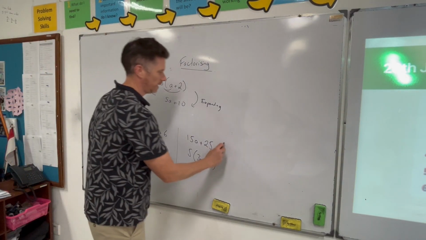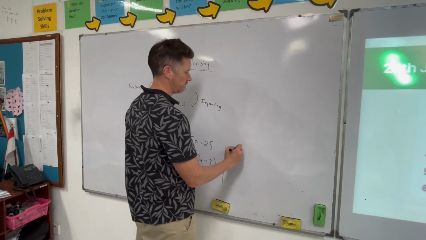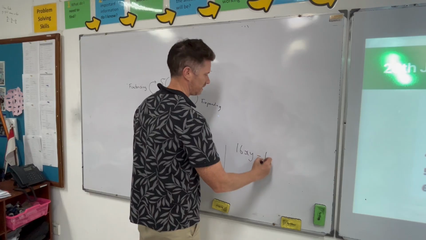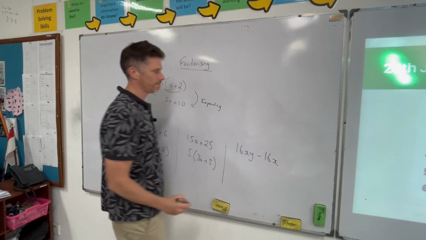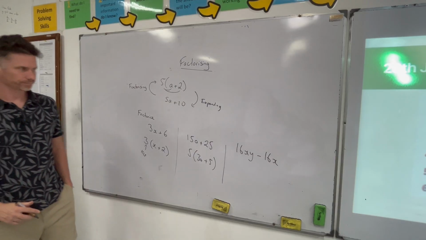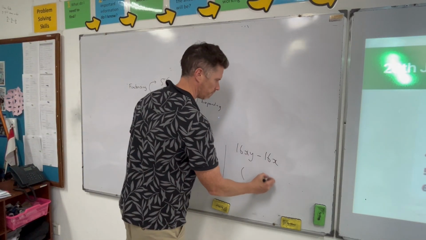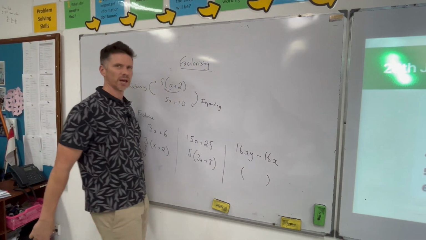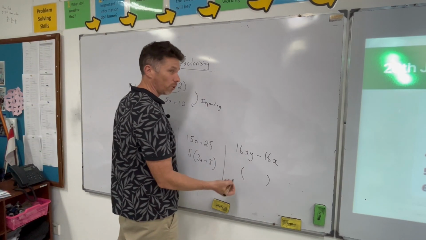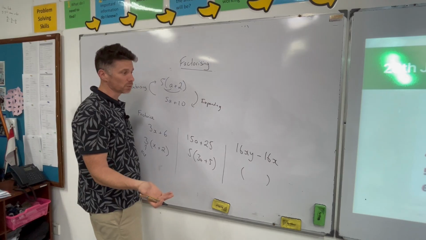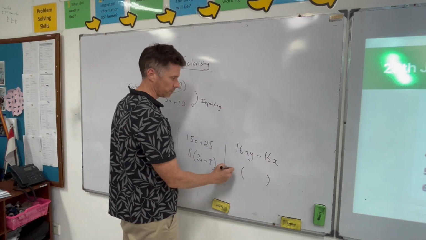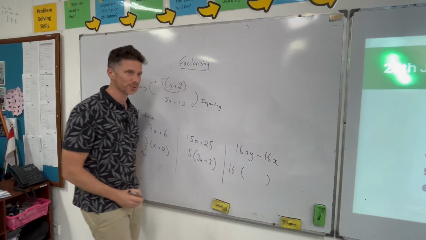Sometimes we can have a letter in common. So if we have something like 16xy minus 16x, okay, we have two terms here, so we're going to have brackets. What's going to be outside here? What's the highest common factor? 16x. Yeah. 4 is a factor, but it's not the highest common one. 8 is a factor, but not the highest common one. 16 divides into both.